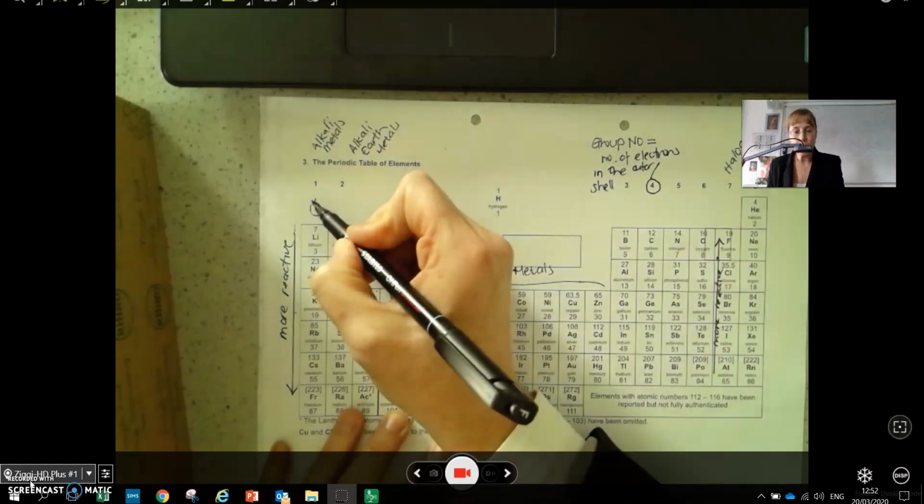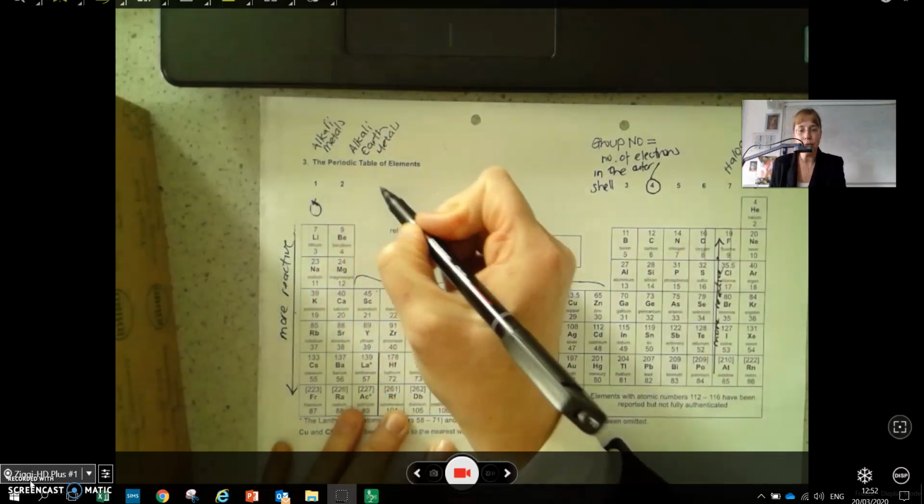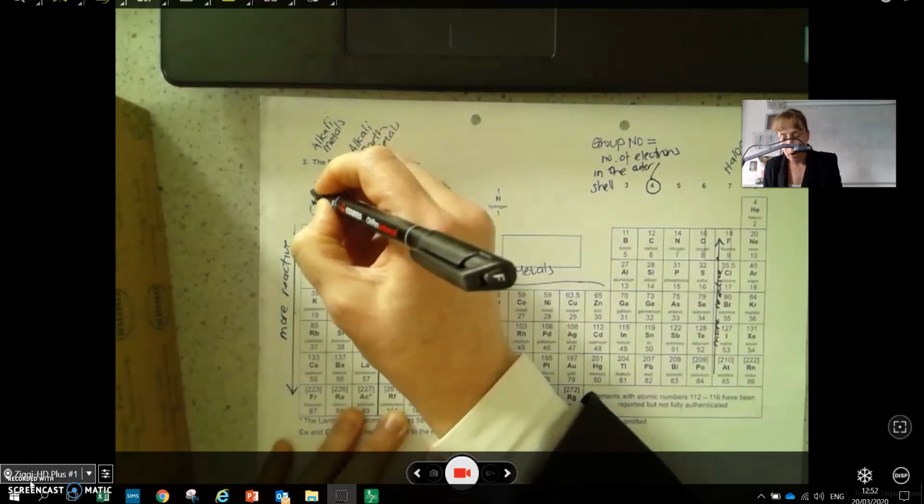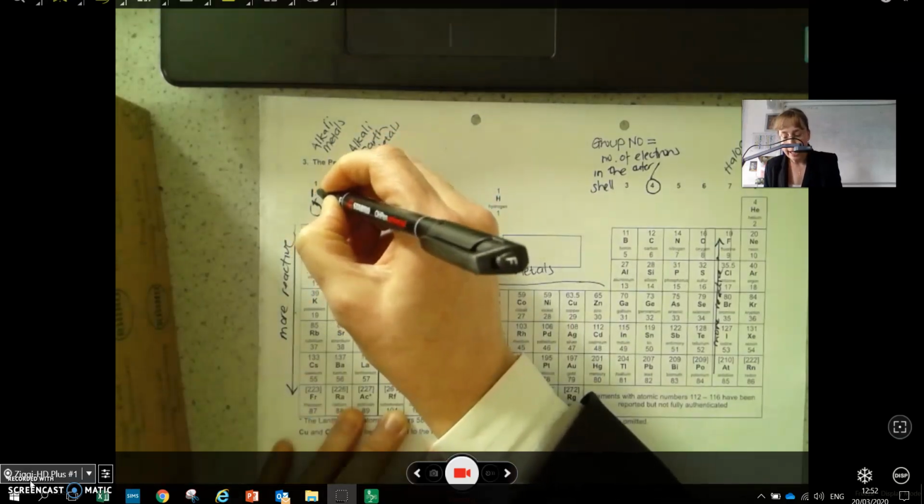The next thing is when you get asked to draw ions. Now group 1 elements with that 1 electron in the outer shell, they're going to try and get rid of that electron so that they get left with a full shell. And because they're getting rid of that 1 electron, there's one more proton than electron. So group 1 elements always form a 1+ ion.